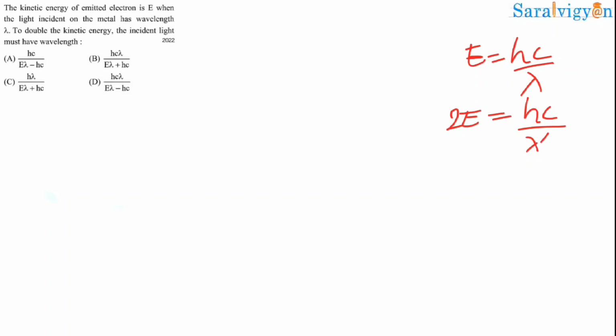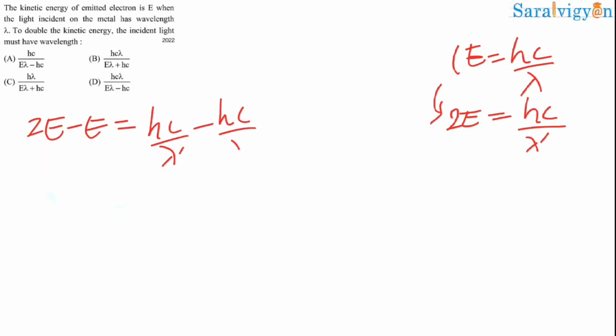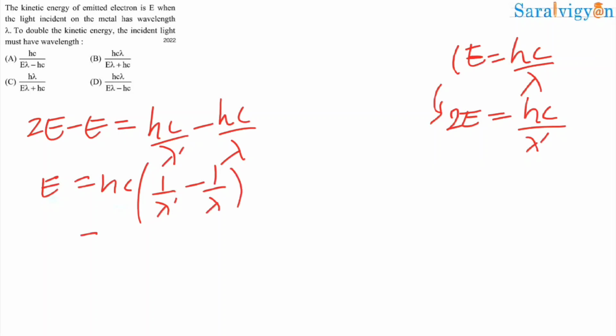That is what we have to find. Now we can subtract this equation from this equation. So we have 2E minus E is equal to hc by lambda dash minus hc by lambda. So 2E minus E is E. E is equal to hc into 1 by lambda dash minus 1 by lambda. Now we can do cross multiplication. We'll get hc into lambda minus lambda dash by lambda dash lambda.